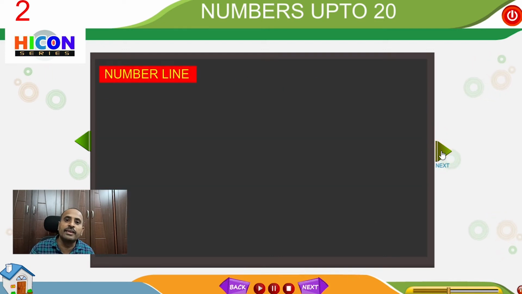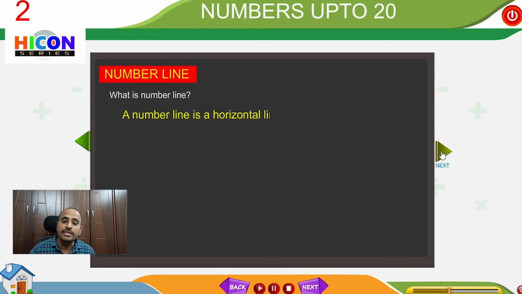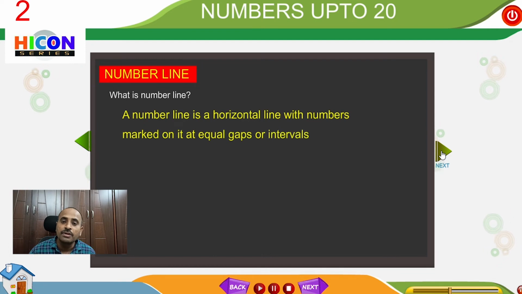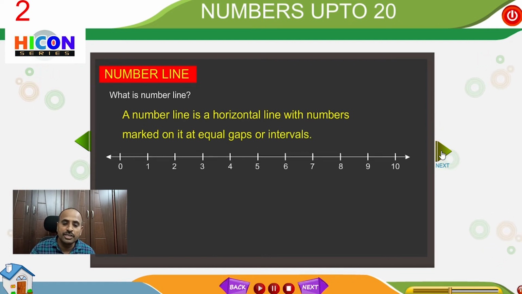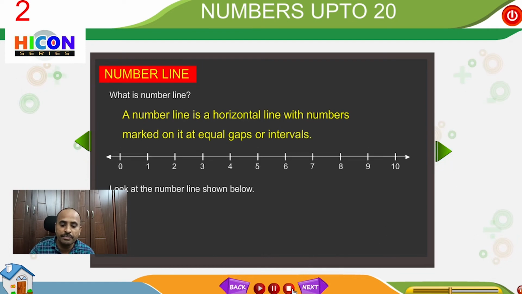So number line. What is a number line? A number line is a horizontal line with numbers marked on it at equal gaps or intervals. So children, this is called a number line. Look at the number line shown below. So this is called a number line.